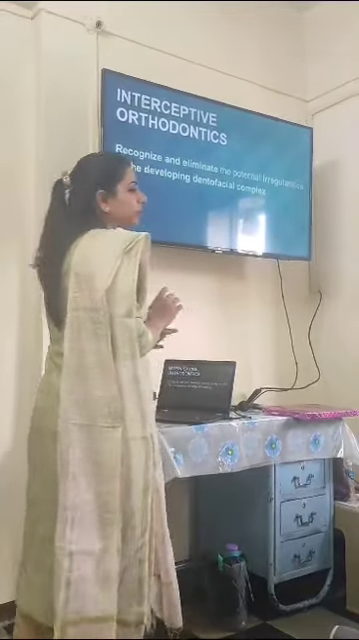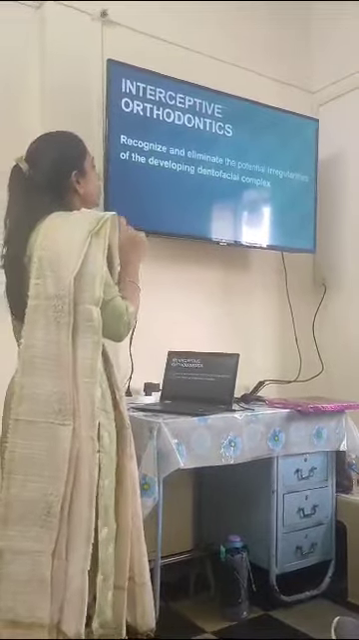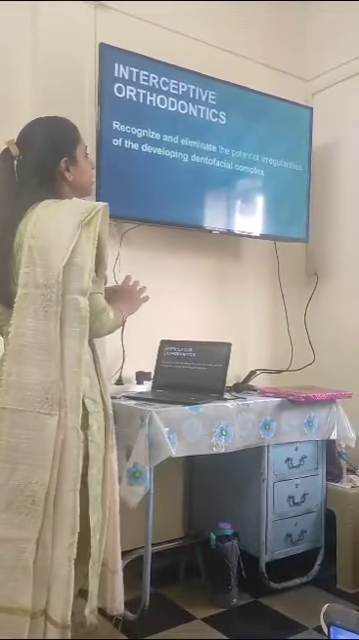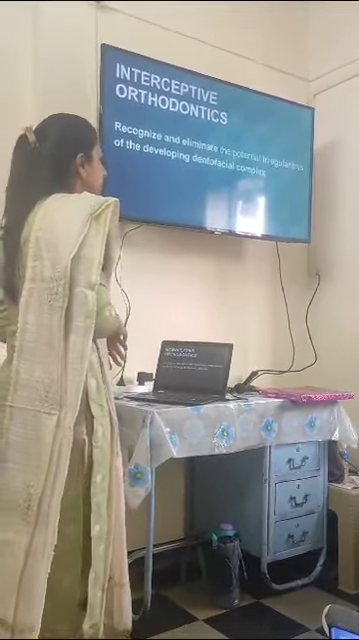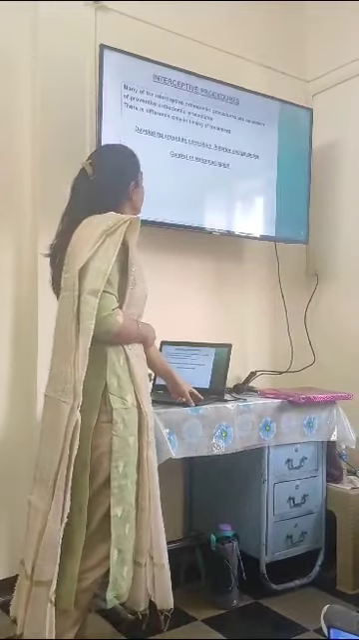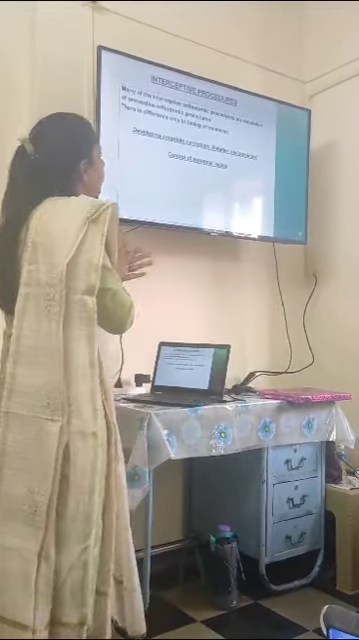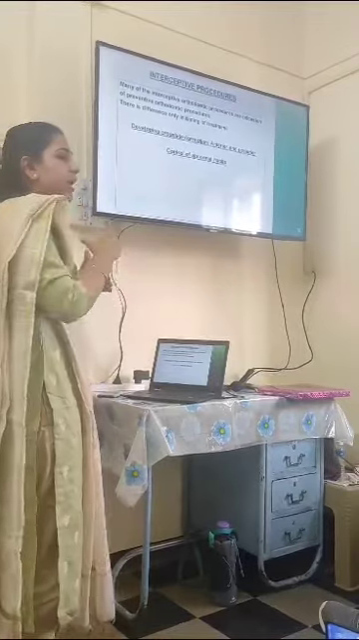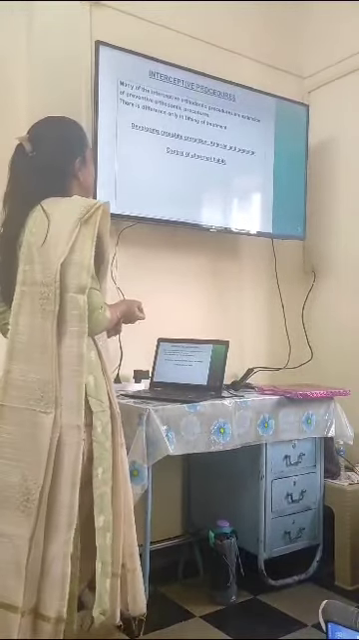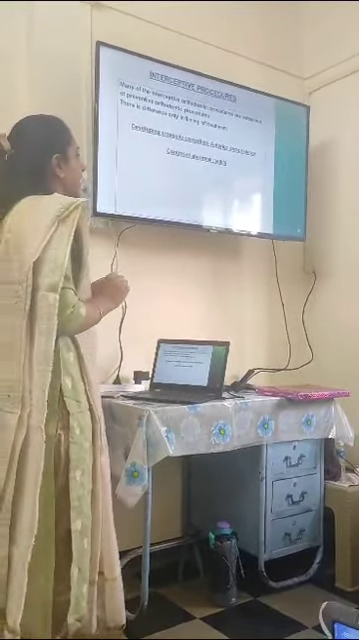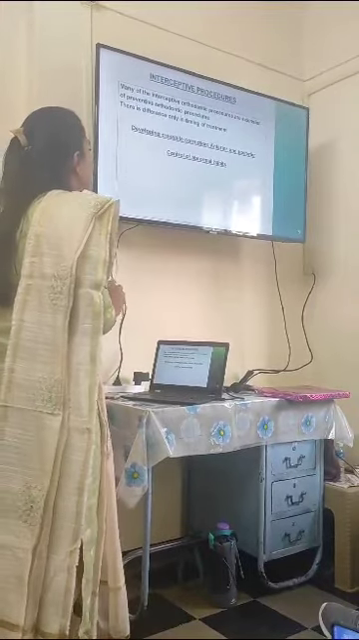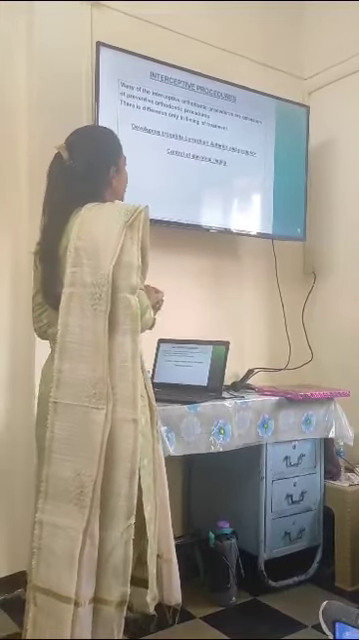Now coming to interceptive orthodontics. We need to recognize and eliminate the potential irregularities of the developing dentofacial complex. Basically, interceptive orthodontics are procedures which are an extension of preventive orthodontics, but the only difference is the timing of the treatment. The first one is developing crossbite correction and controlling the abnormal habits.